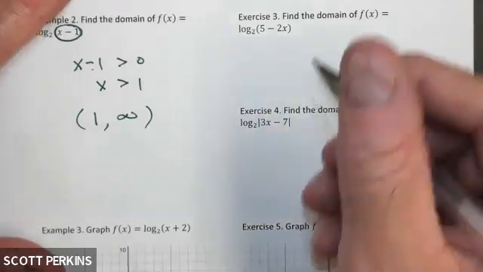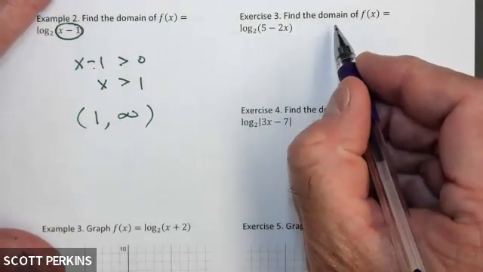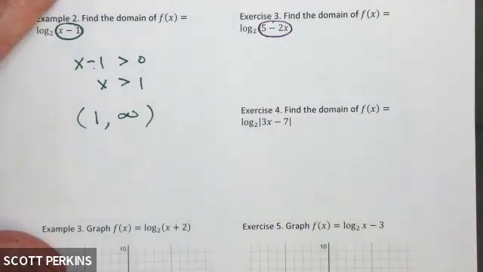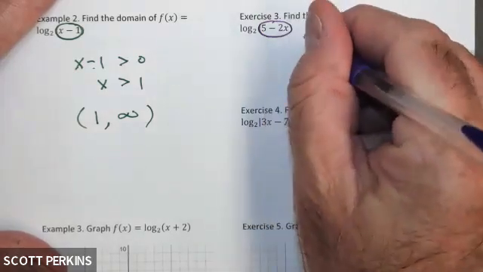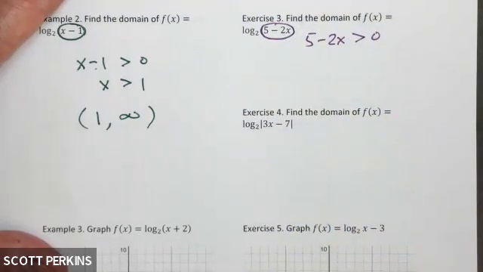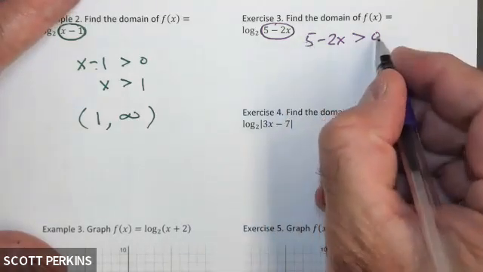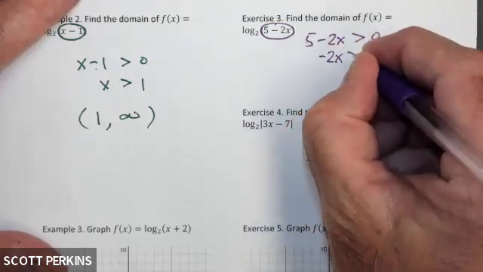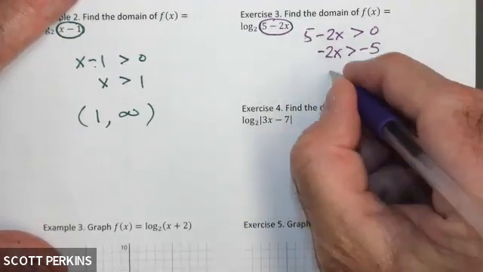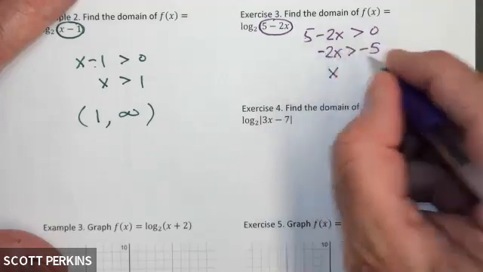Since I've asked you to find the domain, I'm going to take what I'm taking the log of there, the 5 minus 2x, and say, okay, 5 minus 2x has to be bigger than 0. It can't be negative, can't be equal to 0. And so I'm going to first subtract 5 from both sides. You get negative 2x is greater than negative 5. I'm going to divide both sides by negative 2 and get x, and negative 5 divided by negative 2 is 5 over 2.